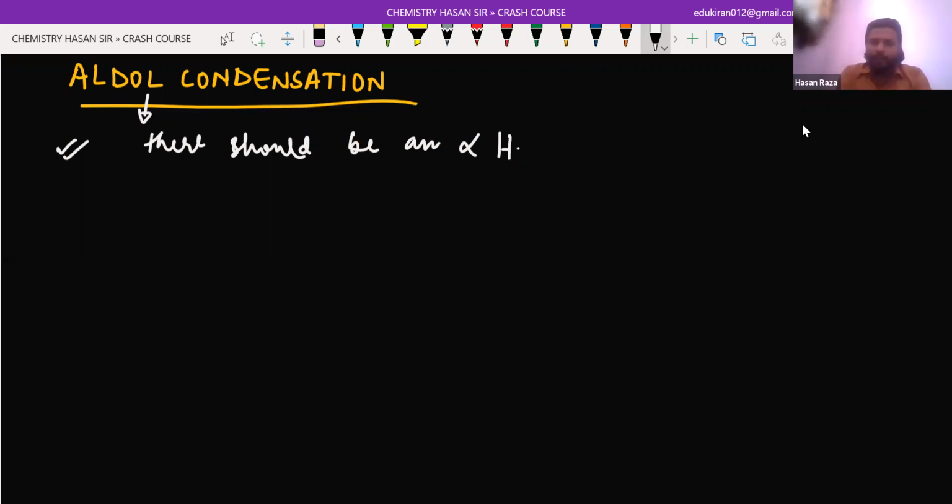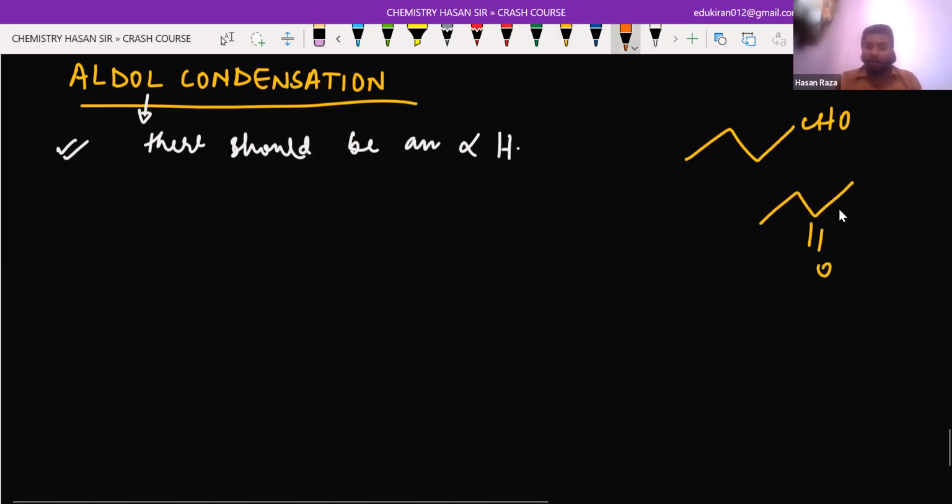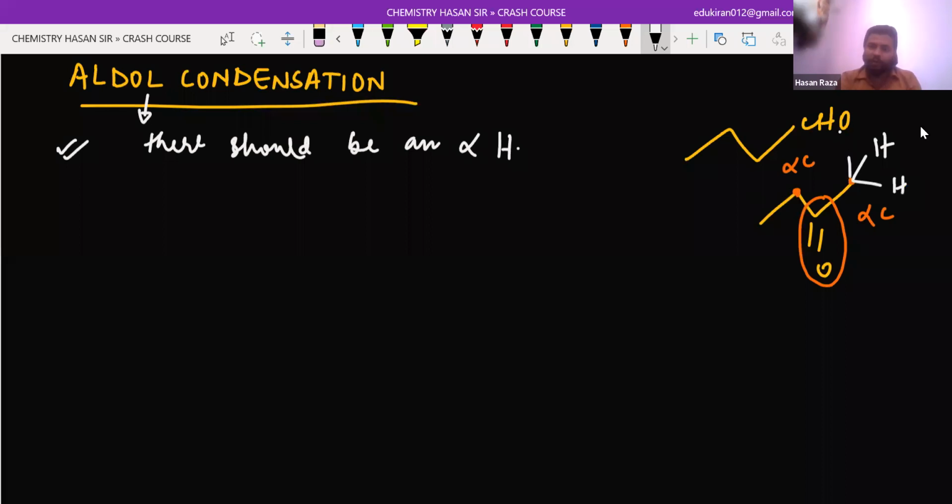So see, if I ask you, this is your aldehyde, or this is your ketone, how are you going to decide which one is alpha hydrogen or not? You can see this is your main functional group. The carbon directly connected to the main functional group is the alpha carbon. So there are two alpha carbons in this ketone. This alpha carbon has three alpha hydrogens on the right and two alpha hydrogens on the left. So total five alpha hydrogens.